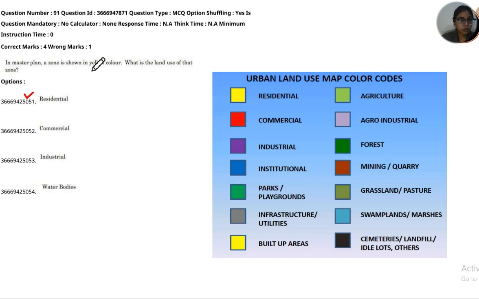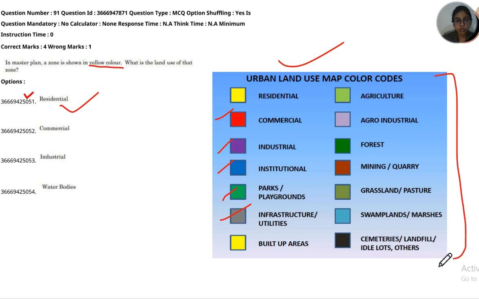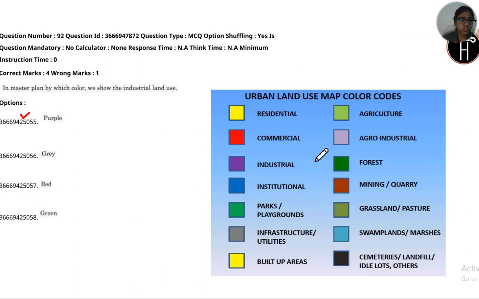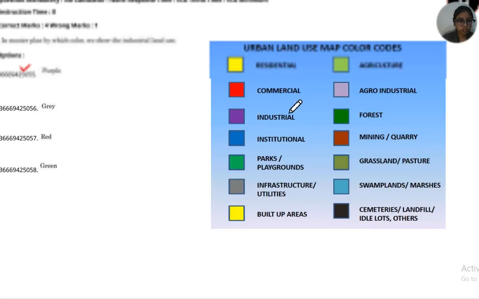So yellow color is used to represent residential. For other land uses, red, purple for institutional, blue, parks for green color, infrastructure utilities gray color. So these are some color codes for the land use. Again, the question is asking about industrial, which land use is used for industrial? It is purple. This one.